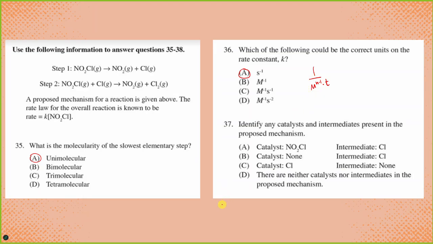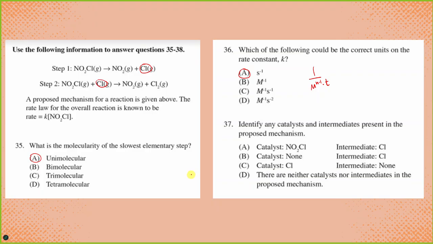Identify any catalysts and intermediates present in the proposed mechanism. Okay, well, let's look over here. Cl is produced, and then it is consumed in the second, subsequent step. So that is going to be a what? Anyone? No? Okay, I'll just keep talking. You can type if you want to, but no, it's fine. So that one is going to be an intermediate.